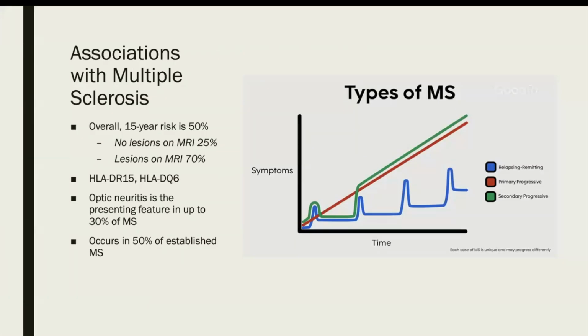So if they have absolutely no lesions on an MRI when first presenting with an optic neuritis, their 15-year risk can be as low as 25%. But if there are lesions, then it's up to 70% or even potentially more. So that initial MRI is really important. There are other associations, so things like HLA DR15 and DQ6, these are all associated with MS.